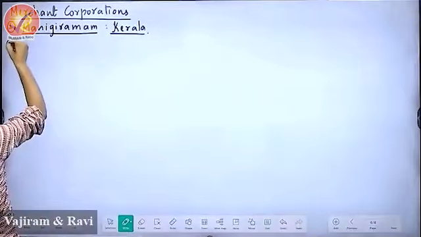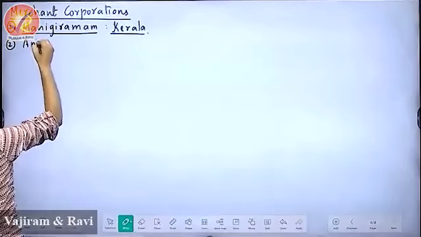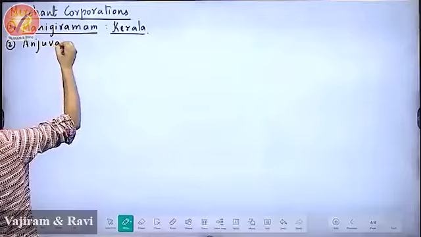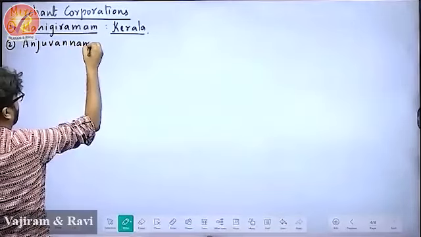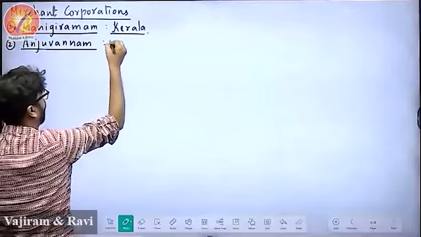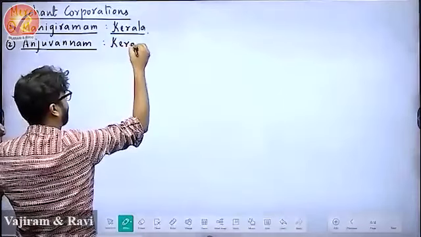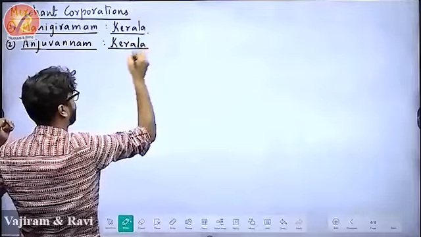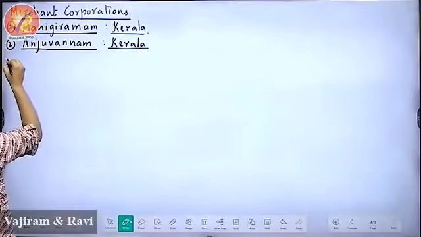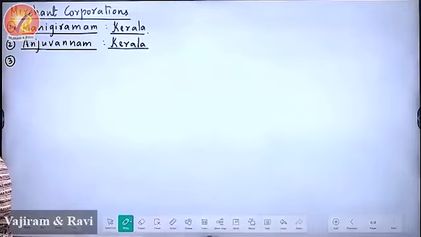I hope you know where is Kerala. Number two is a corporation called Anjuvannam. Anjuvannam also operated from Kerala. These are very big companies. Do not consider them small companies. They are very rich. They are the Donald Duck of India.